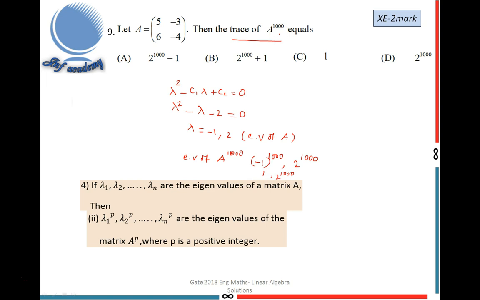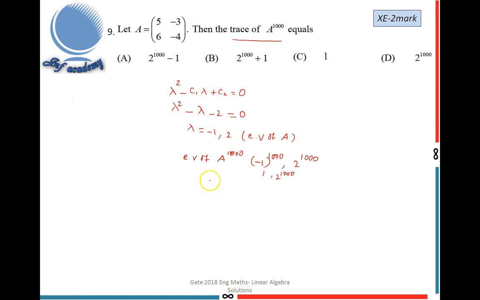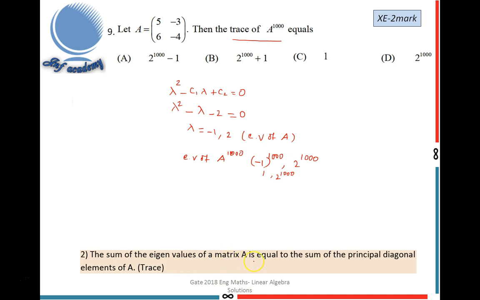Next, we have to find the trace of A power 1000. In that place, I am going to use another property of eigenvalues. That is the sum of the eigenvalues of a matrix A is equal to the sum of the principal diagonal elements. Sum of the principal diagonal elements is also called the trace. So, trace equal to sum of eigenvalues, 1 plus 2 power 1000. That is, the correct answer is 2 power 1000 plus 1. Option B is the correct answer.